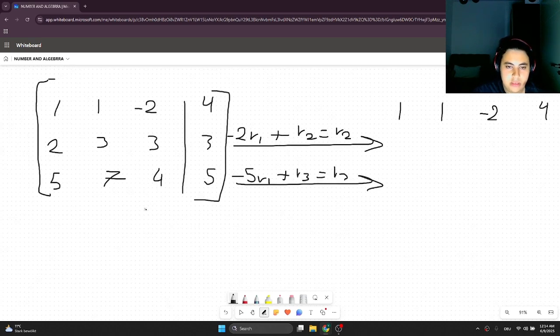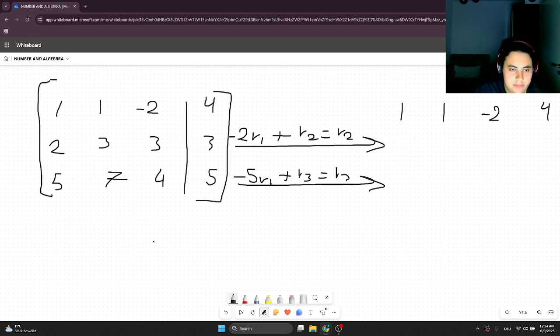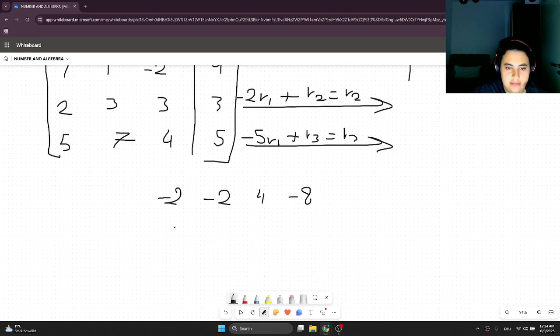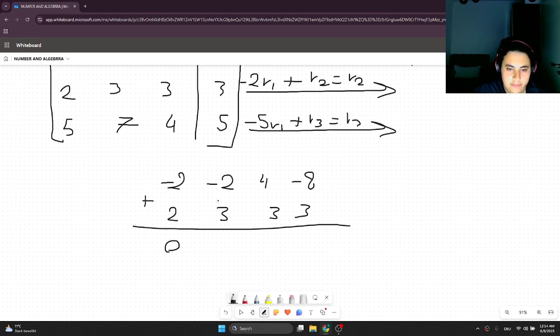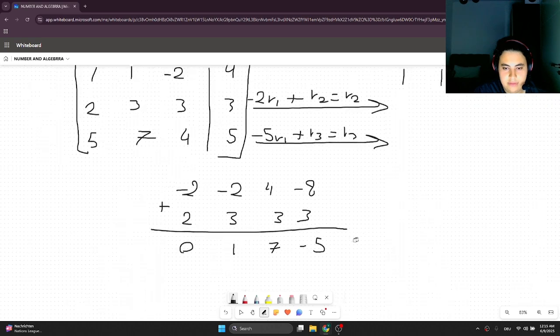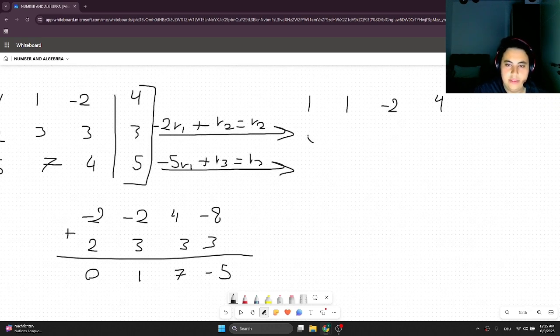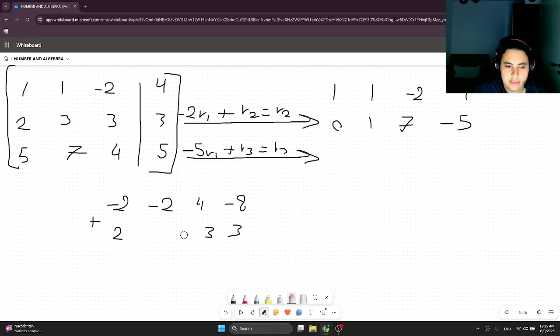So negative 2 times R1 gives me negative 2, negative 2, 4, negative 8. And then my second row is 2, 3, 3, 3, and we're adding those together, right? Negative 2 plus 2 is 0. Negative 2 plus 3 is 1. 4 plus 3 is 7. And negative 8 plus 3 is negative 5. So I'm going to write that down: 0, 1, 7, negative 5. Good.